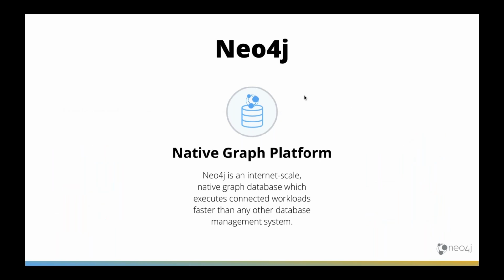There are three reasons why we were able to do this. First is, of course, as I've mentioned, the native graph platform. We have over a decade of experience in the graph space, so we're one of the first to actually develop a graph database. We also have a natural query language, Cypher, that's exceptionally easy to use. It's very human friendly. It reads almost like a sentence.